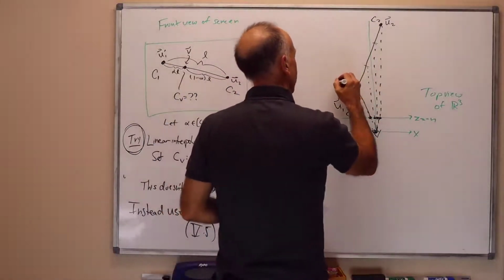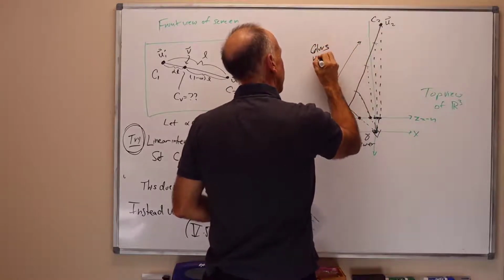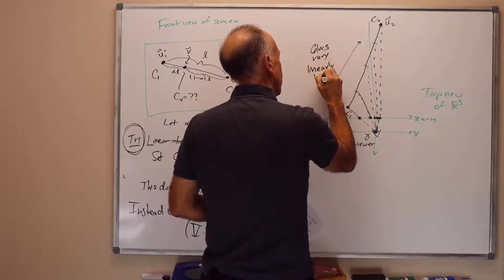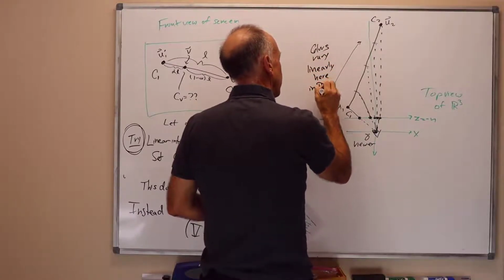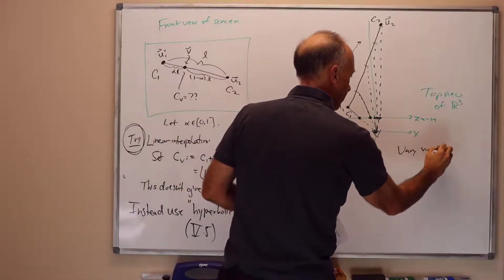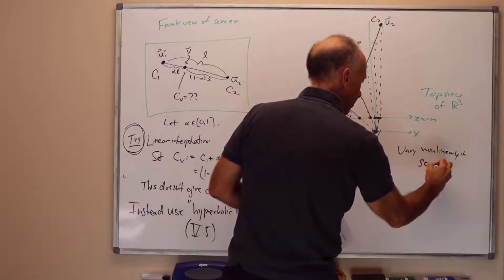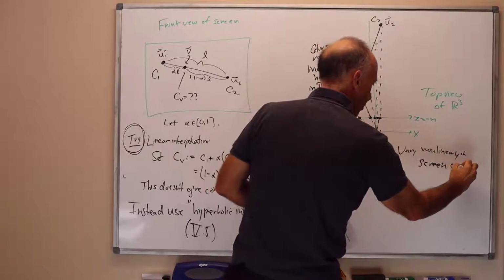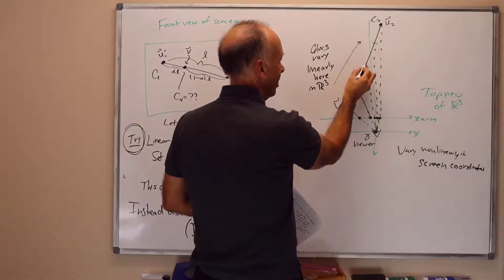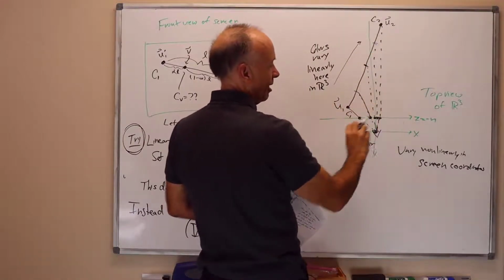So we think of the colors as varying very uniformly here. Colors vary linearly here in R3, but they vary non-linearly in the screen space, in screen coordinates. Because here's the middle, whose color would be halfway between C1 and C2. It's way over to the side in screen space.